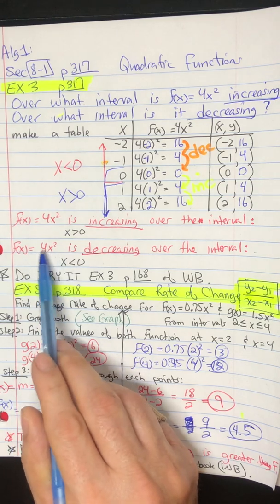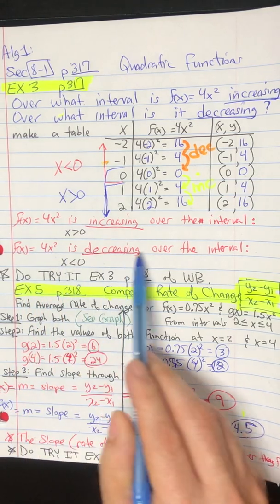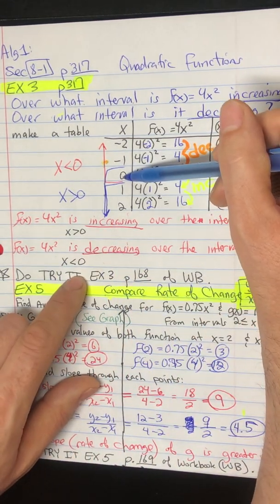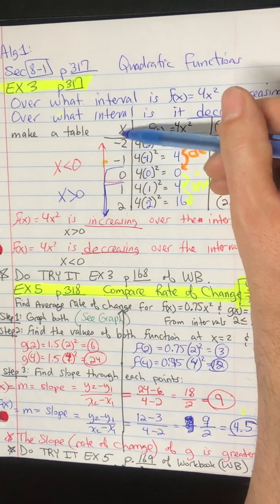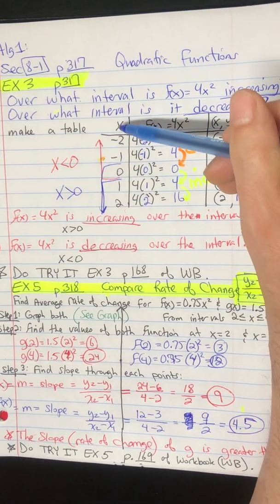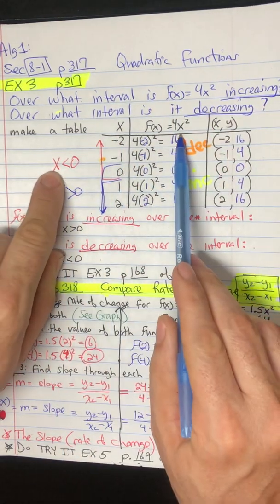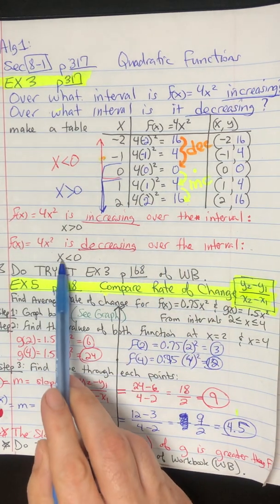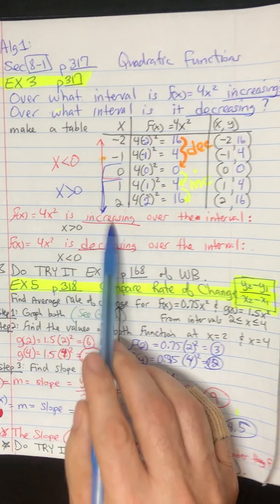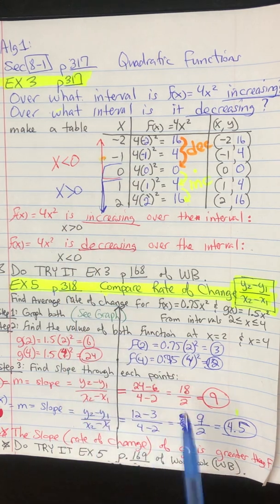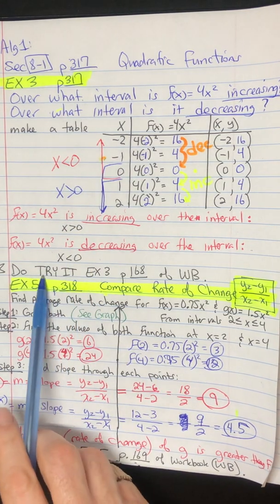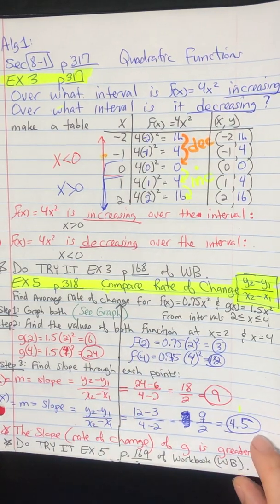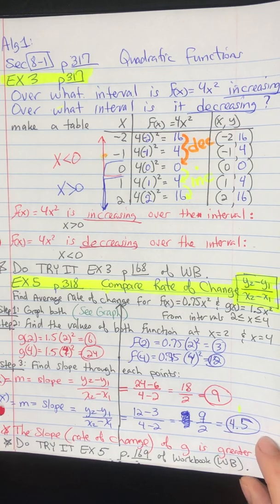When f of x equals 4x squared is decreasing, over what interval is it decreasing? It's going to be for all the values of x that are less than 0: 0, -1, -2, -3, -4. If you notice, for anything less than 0, the outputs are decreasing from 16 to 4 to 0. So it's decreasing for x's that are less than 0. It's increasing for x's that are greater than 0. That's how you do increasing or decreasing. Go ahead and do the try it, example 3, page 168 of your workbook. Okay, now I'm going to keep rolling along.